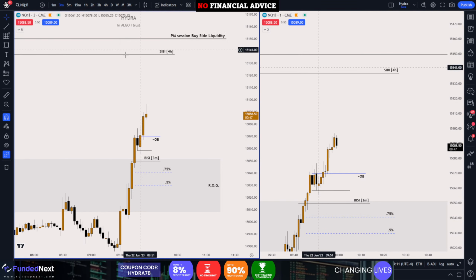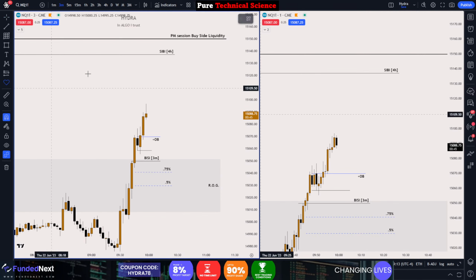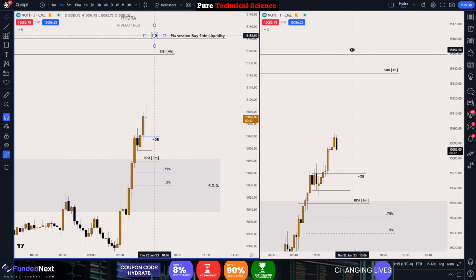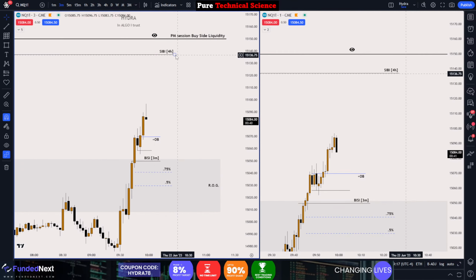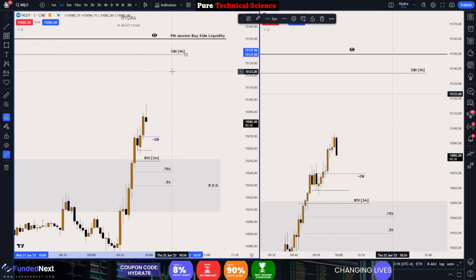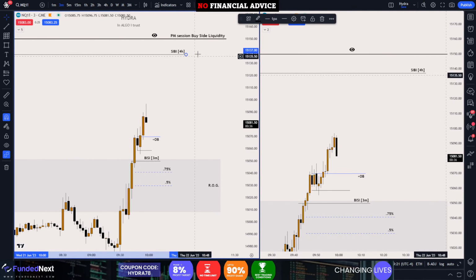So this is the drawn liquidity here. This PM session buy side liquidity. I would like to see price clearing this level out. And if price is reaching all the way up here, it will be hitting the premium PD array and another premium PD array from the higher time frame, from the 4-hour chart.